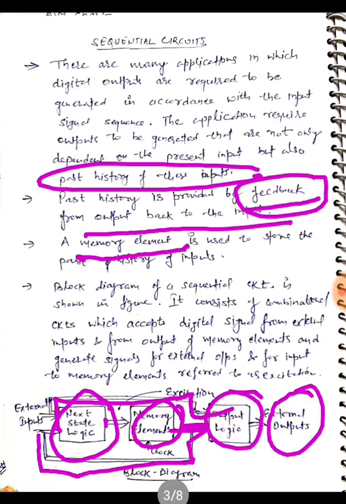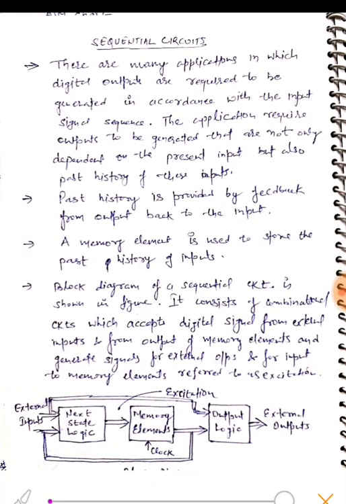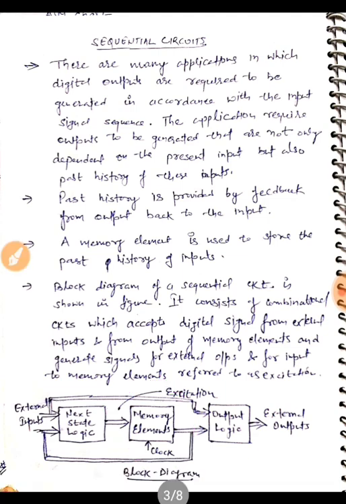So in combinational circuits, our output depended only on present inputs, but in a sequential circuit the output depends on both the present inputs and the past inputs. So this lecture is all about these memory elements. How do we store the past history or past input values in a circuit used in sequential circuits?